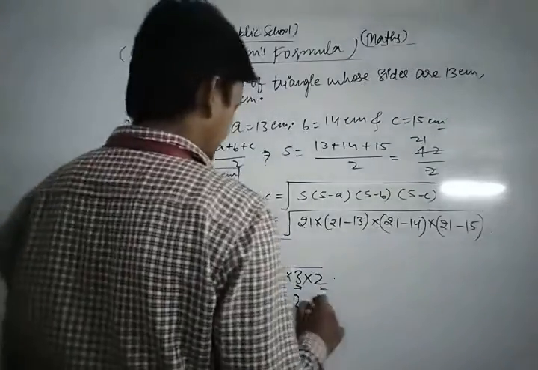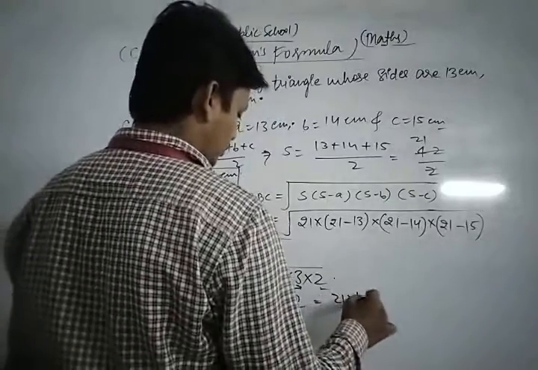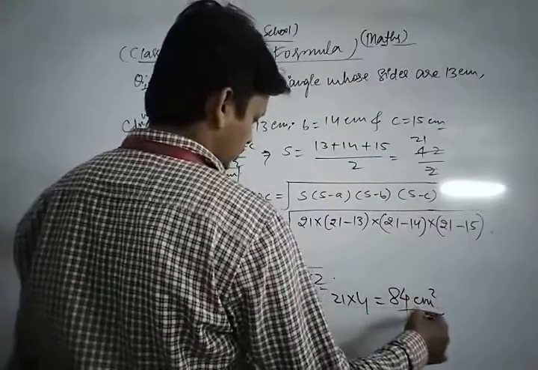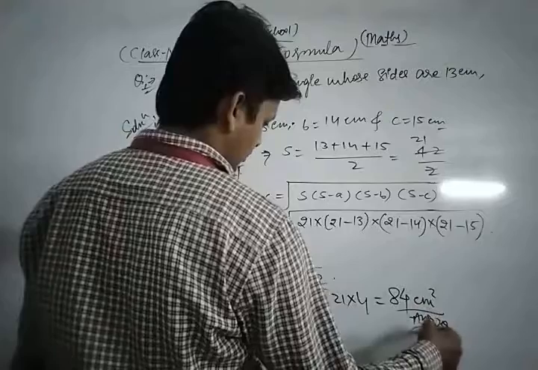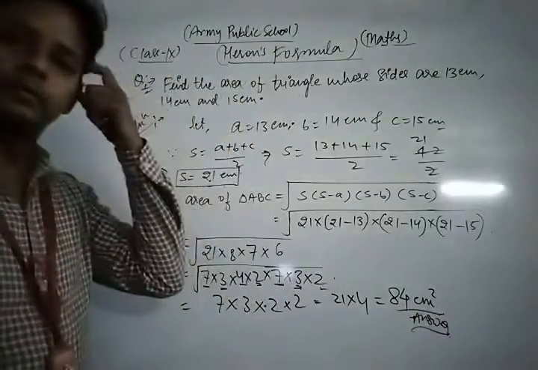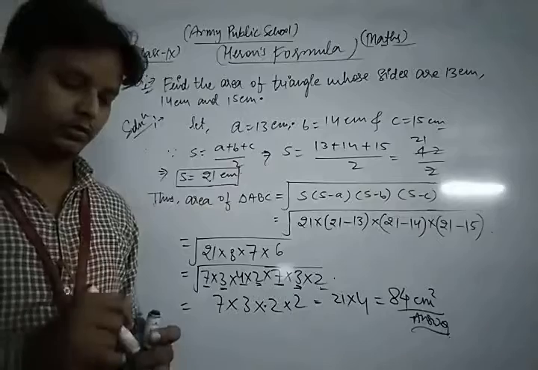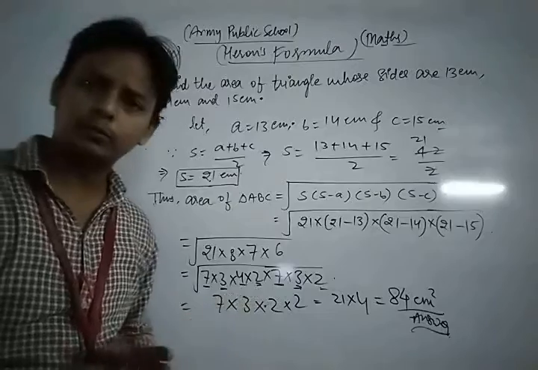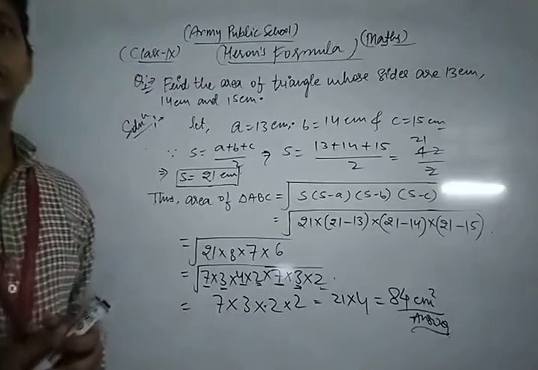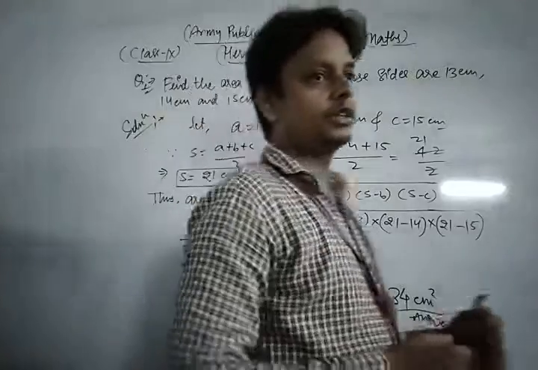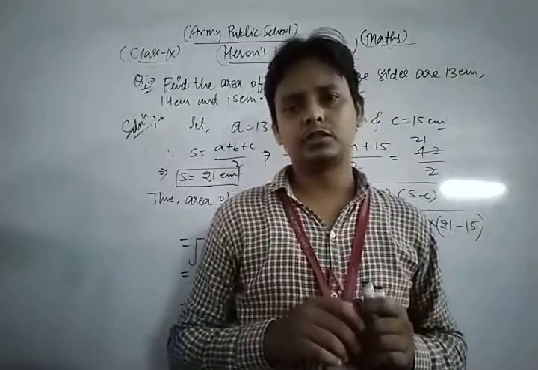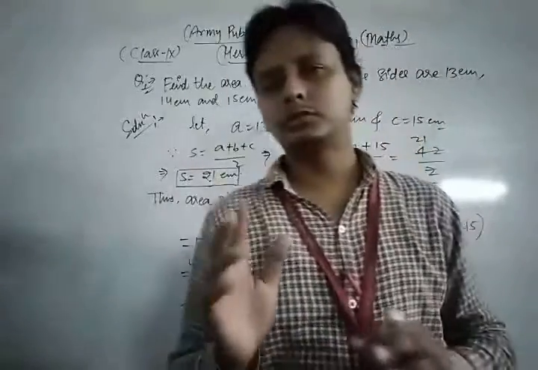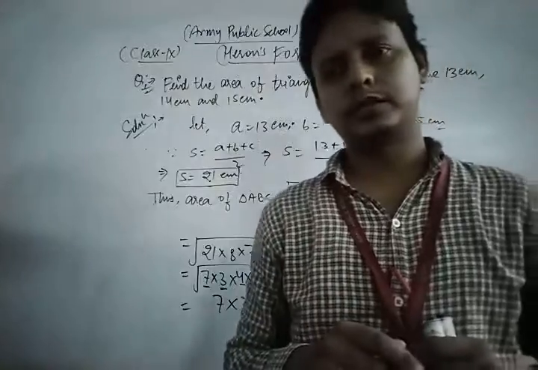So after multiplying them, 21 into 2 to the 4, 4 into 2 is 8, this is 84 centimeter square. This is the required solution of the given question. So please dear students, do more and more practice of this type of questions, and after that you can solve each and every question of your NCERT exercise based on these topics. This is one of the most important questions.